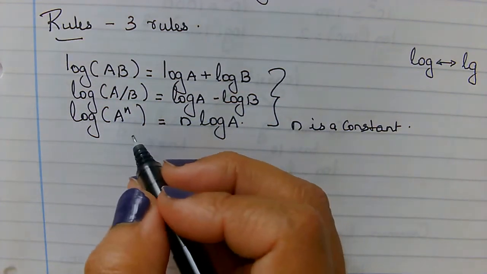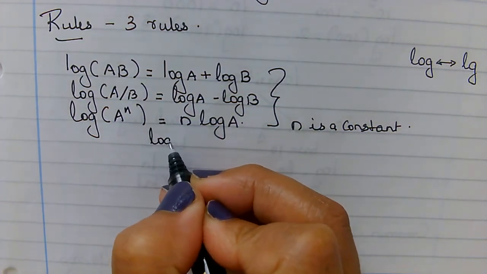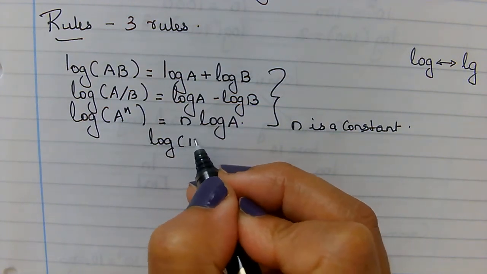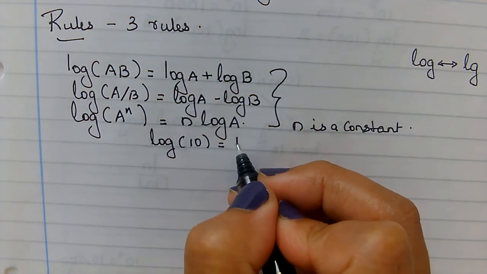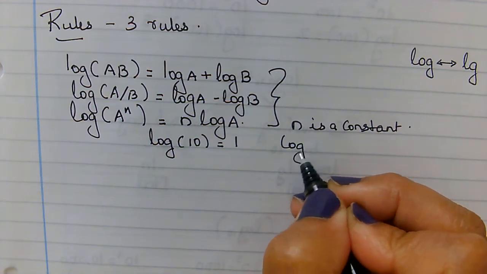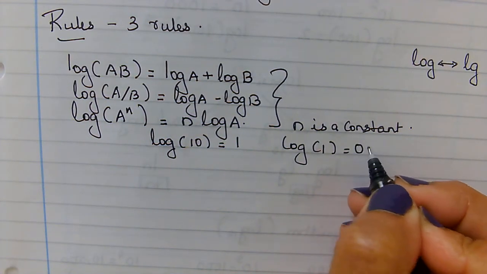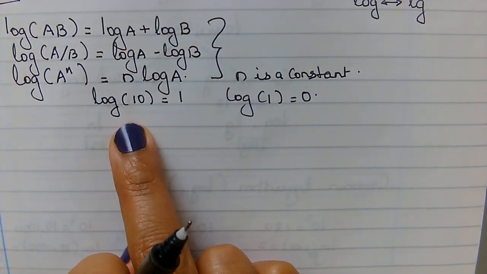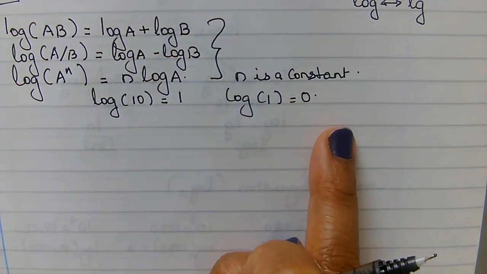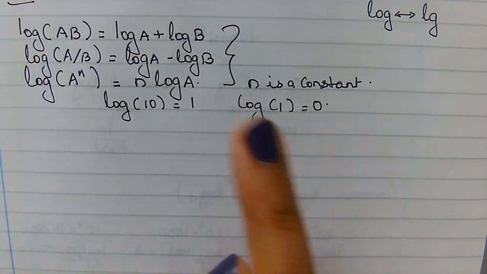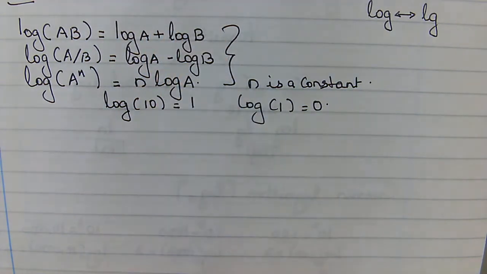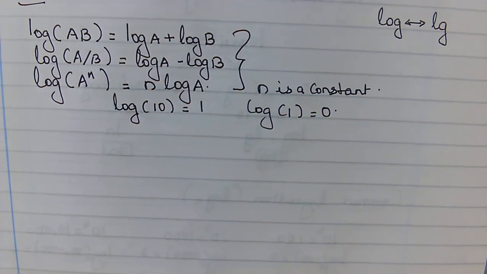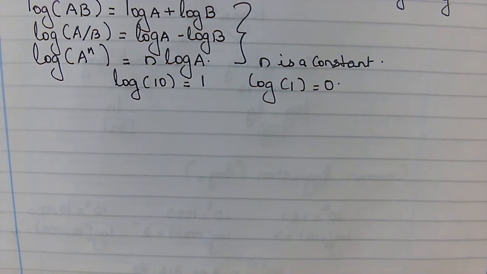And another tip that you might find useful sometimes is log of 10 is 1 and log of 1 is 0. Now for this one you can always use your calculator and find that out, that's fine, but these three rules are the ones that are important. So I'm going to just show you one example each for all the three laws.